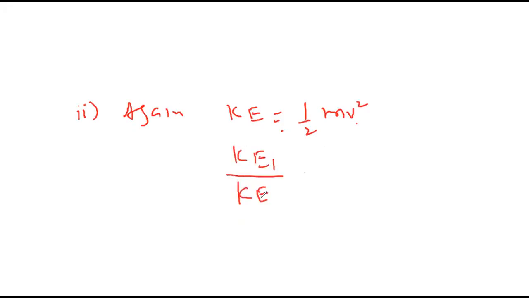Now second case. Again, kinetic energy formula is half mv square. So kinetic energy of first upon kinetic energy of second. Mass is different this time. So half v square, half v square cancel. Can I write only m1 upon m2? Yes, because half is cut, then only M1 upon M2 is remaining.